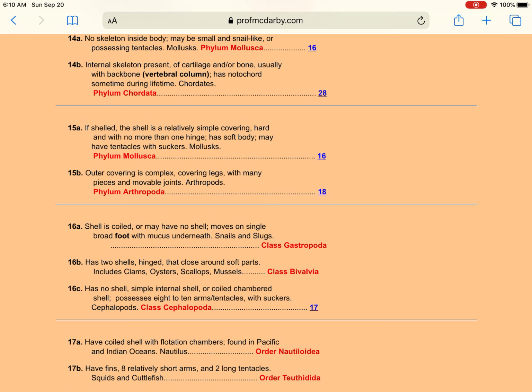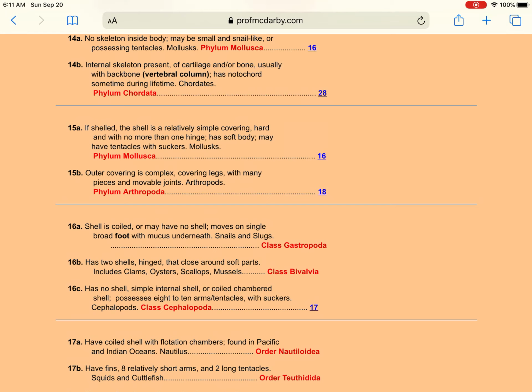Internal skeleton present of cartilage and or bone, usually with a backbone known as a vertebral column. Has notochord sometime during its lifetime. This also is what happens sometimes with choices. You'll hit something and go, I don't know what a notochord even is, but it doesn't matter. You've already made your choice based on other stuff it told you.